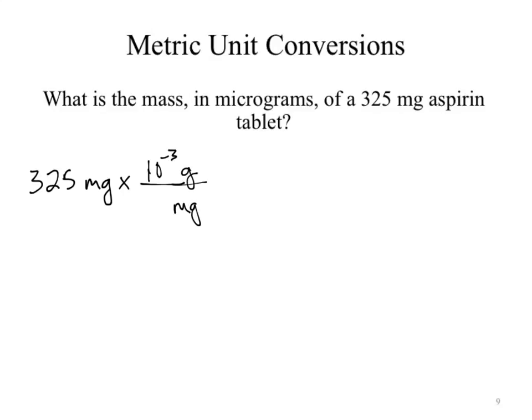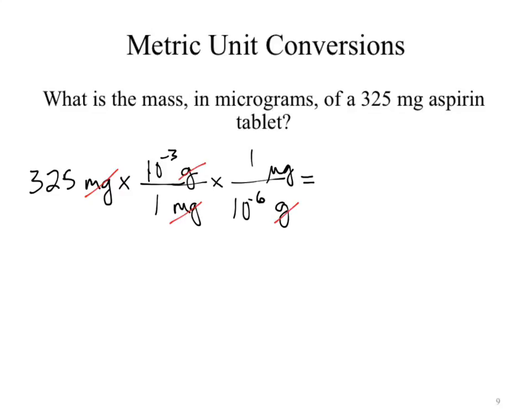Our next conversion is to get our grams over to micrograms. Conversion, 10 to the negative 6 grams is 1 microgram. And if we track our units through, our milligrams cancel, our grams cancel, and we'd be left with our microgram answer.